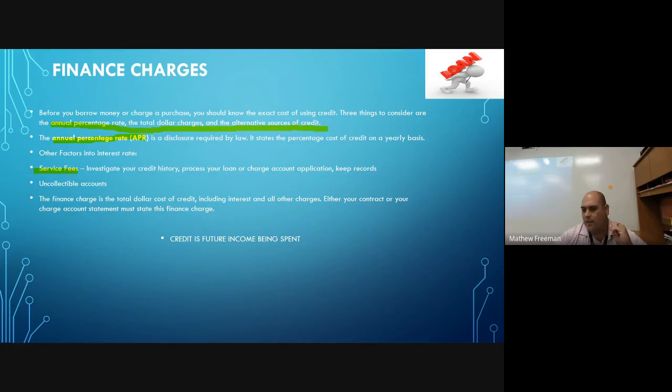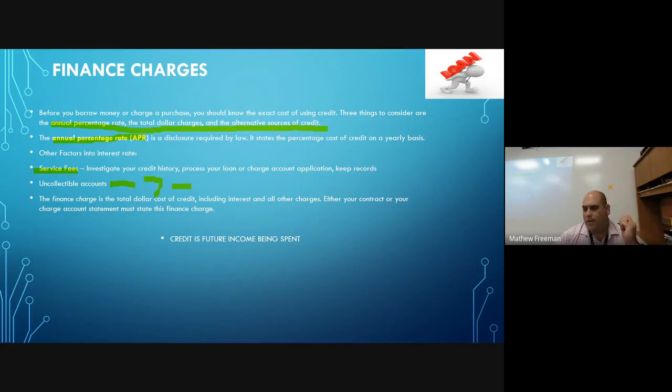Okay. Understand that what affects the interest rate is the amount of uncollected debt that you have on accounts. Okay, and how often that debt is not paid can cause an increase of the amount of interest that companies will charge to try to accumulate the loss that they incurred.